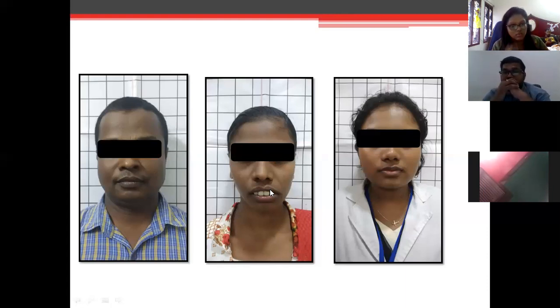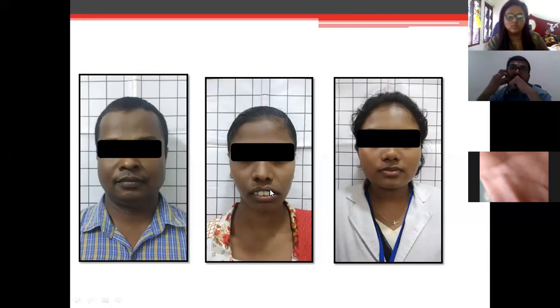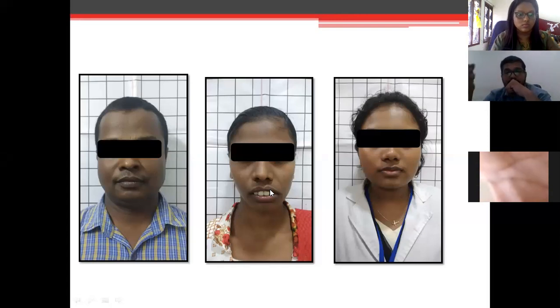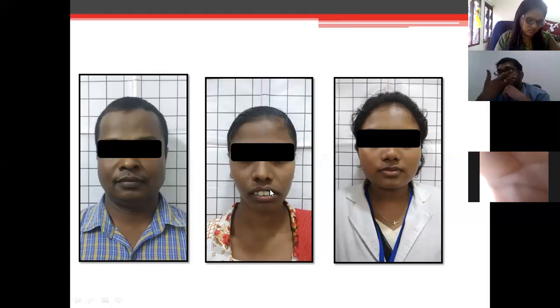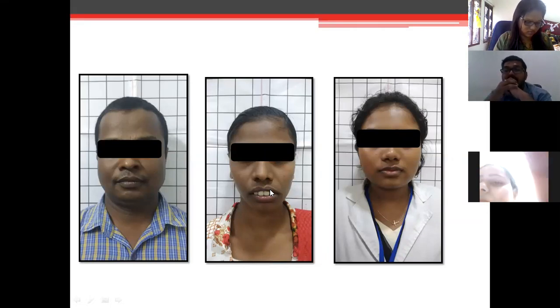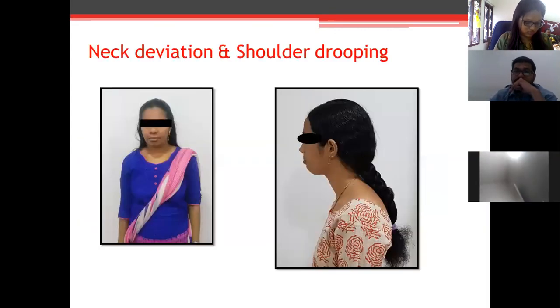It comes in the temporomandibular joint disorder. Suppose you develop a unilateral chewing habit, what happens? That side muscle will become hypertrophied, and the opposite side muscle will become elongated. This is the reason these patients will develop a facial asymmetry. So all these things you have to take care of when you approach a patient.